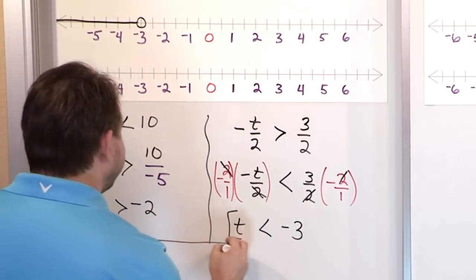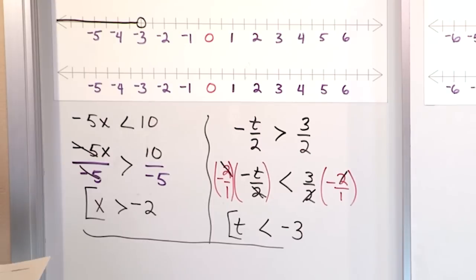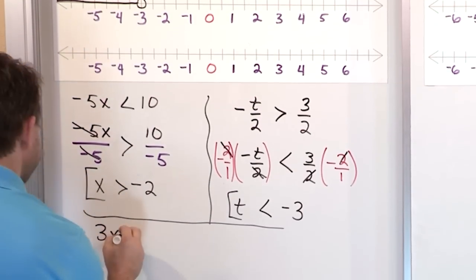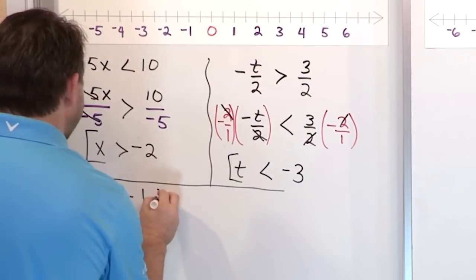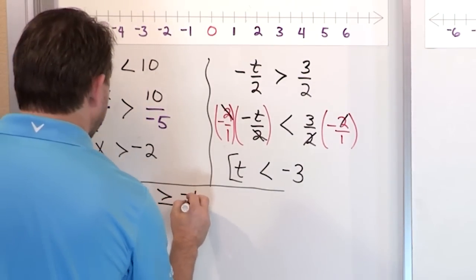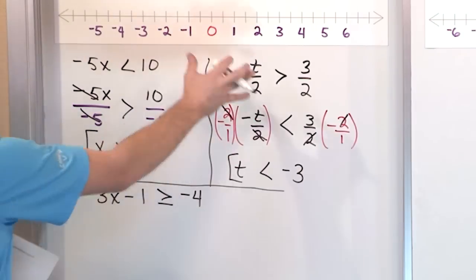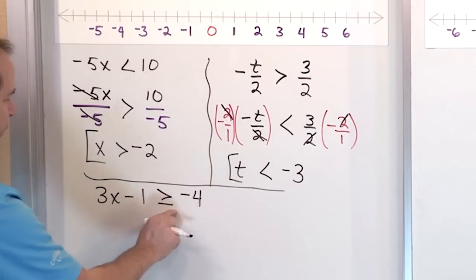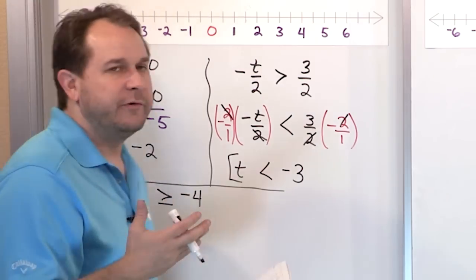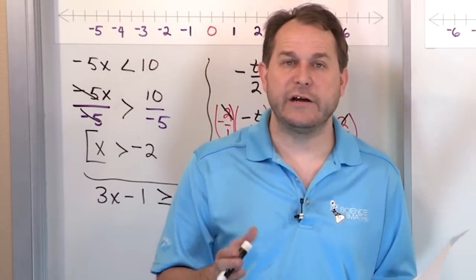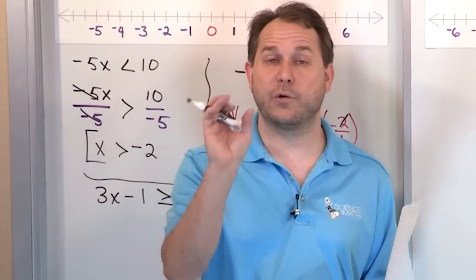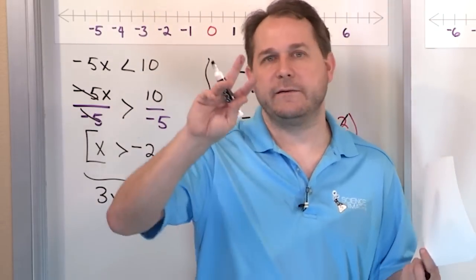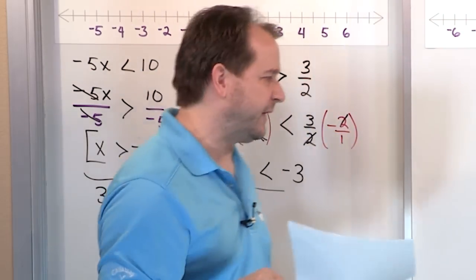Let's do one more. Since these are so small, I think I can fit it on this board. What if we had 3x minus 1 is greater than or equal to negative 4? Now the only difference between this and the other equations, obviously there's a negative 1 term here, is now we have greater than or equal to. So it doesn't change how you do it. If it's greater than or equal to, you just have to carry that sign down throughout. And of course, if you have to flip the direction, because if you divide by a negative or multiply by a negative, then you'll flip it to the other direction with an equal sign under it.